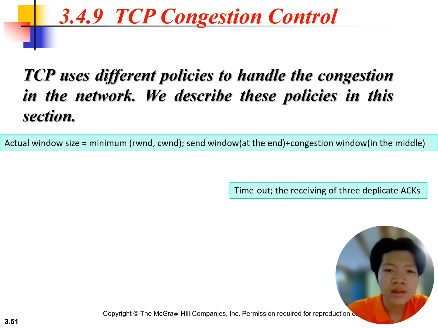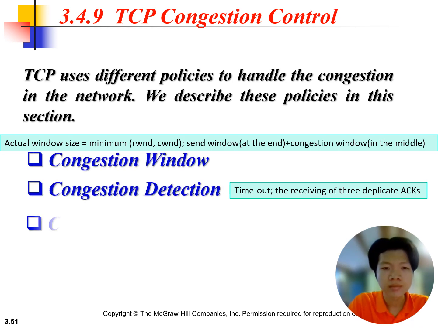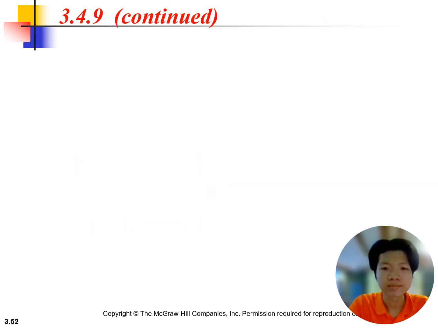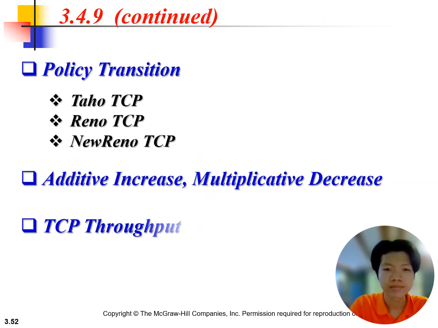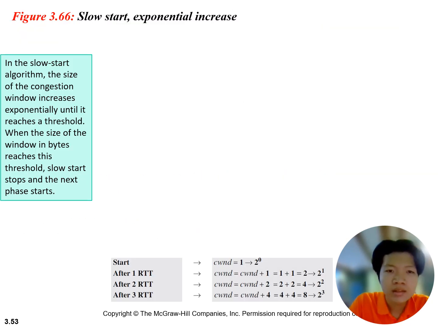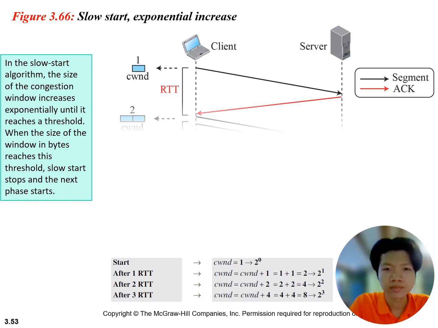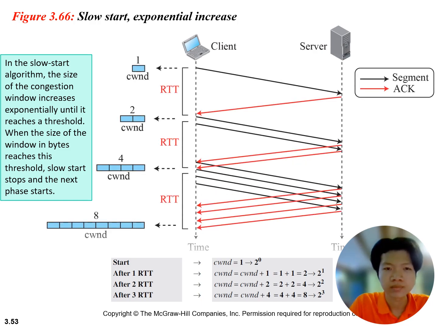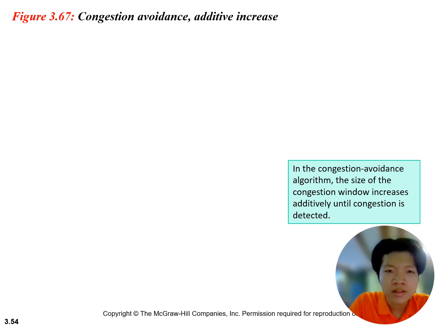TCP uses different policies to handle the congestion in the network. We describe these policies in this section. Here is a figure of slow start, exponential increase, and here is congestion avoidance, additive increase.